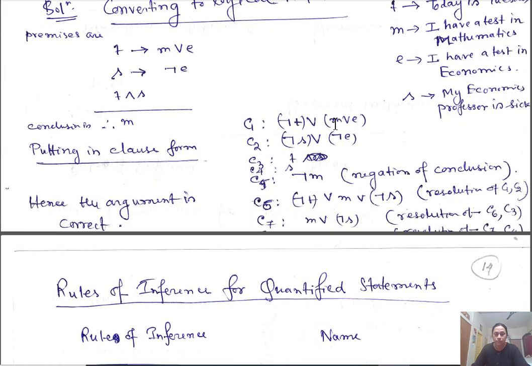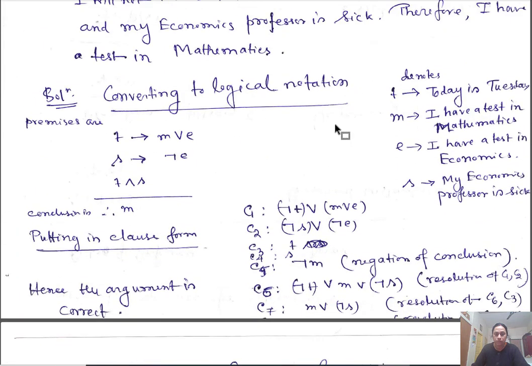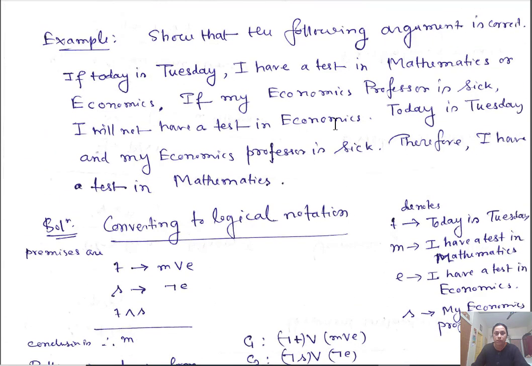Let me explain another example. Show that the following argument is correct. If today is Tuesday, I have a test in mathematics or economics. If my economics professor is sick, I will not have a test in economics. Today is Tuesday and my economics professor is sick. Therefore, I have a test in mathematics.